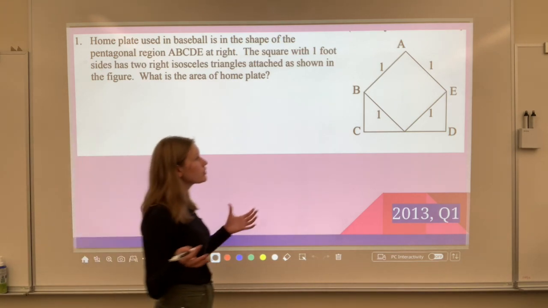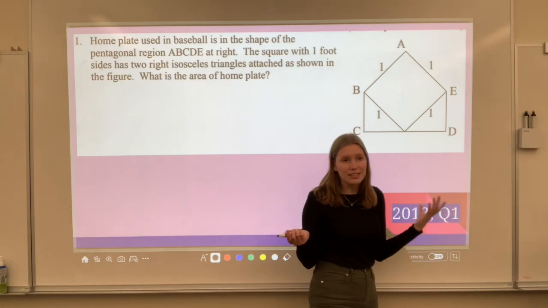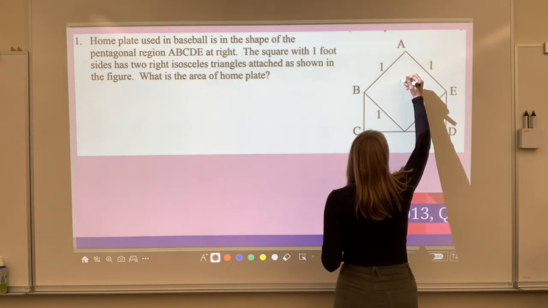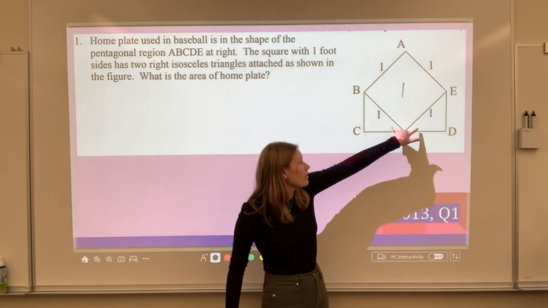Alright, so first we have our square here. It's 1 by 1. We can obviously deduce that that is going to be 1 square foot. So I'm just going to write that up here. So now, let's focus on these 2 triangles.